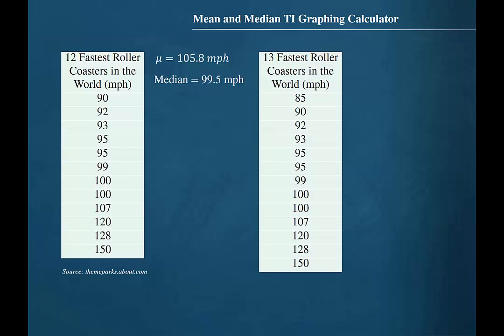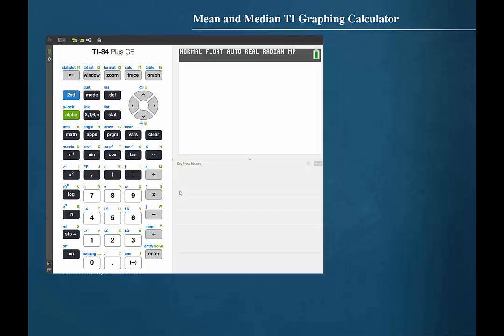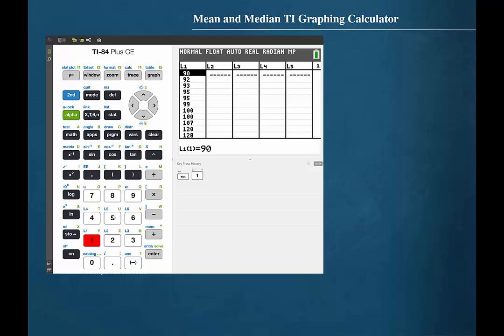Now let's add the top speed for the 13th fastest roller coaster to the data set and find the mean and median. In order to add a data value to a list, we'll press Stat, and then 1 to access the list editor. We want to add the data value 85 to list 1. So we'll cursor down to the bottom until we find an open cell. Then we'll press 85 and then Enter.